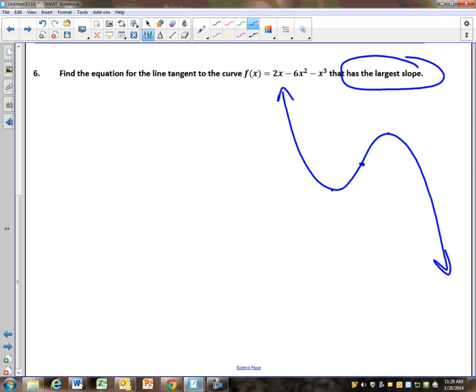Another thing to do is to look at the phrase: largest slope. When you say largest, we haven't used that word yet. We've used a different word before. Yeah, maximize. So we want to maximize the slope.